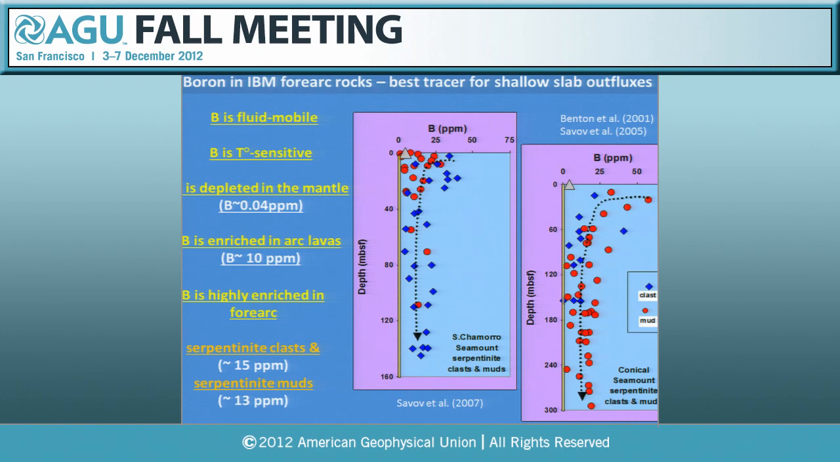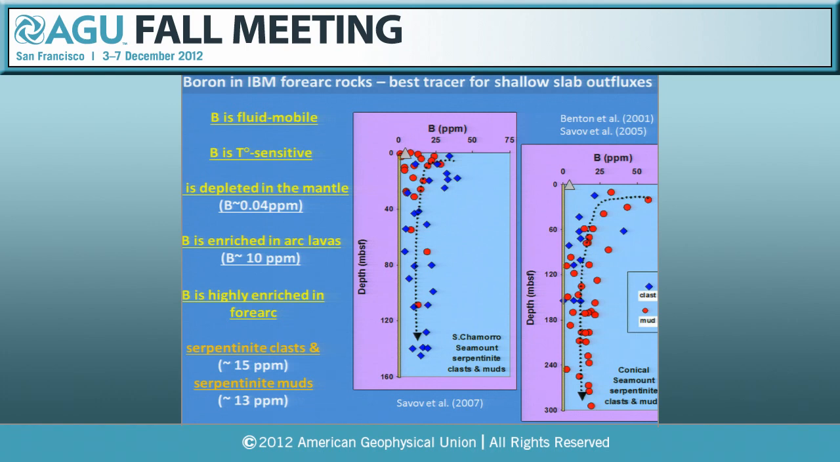So here I show 2 vertical profiles. One is for South Chamorro, which is the southernmost drilled seamount, and this is for Conical seamount, which is about 600 kilometers to the north. And we see exactly the same story, which actually is significant: in the two different drill holes, we see exactly the same enrichment patterns and textures. So probably this makes the process a little more global than we first thought.